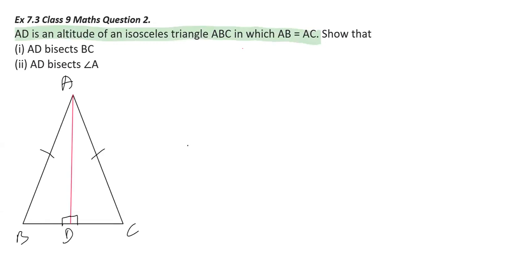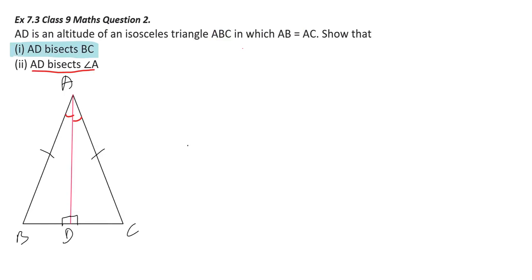What we have to prove here is that AD bisects BC. AD bisects BC means we have to prove BD is equal to DC. This is what we have to prove. And in the next part, we have to prove that AD bisects angle A as well. That means we have to prove these two angles as equal. So these are the parts that we have to prove, right? This is not given, we have to prove.